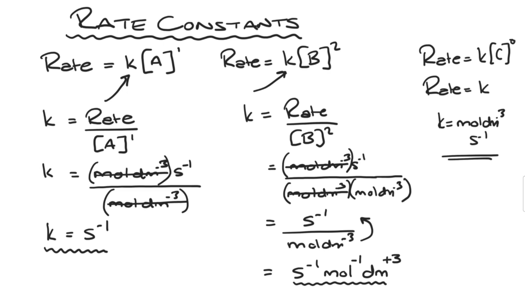The rate constant is fixed at a specific temperature, and it will only change if we change that temperature. That's where we'll go next when we look at the Arrhenius constant, and we'll look at the relationship between temperature and subsequently the rate constant. But that will help us with rate constants in this one.